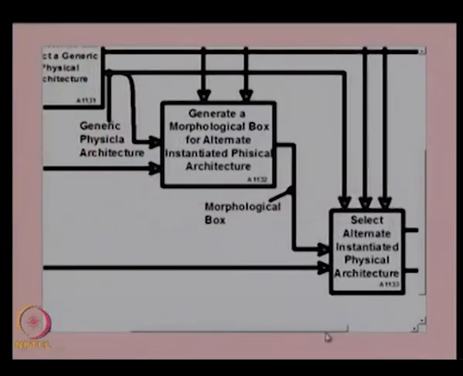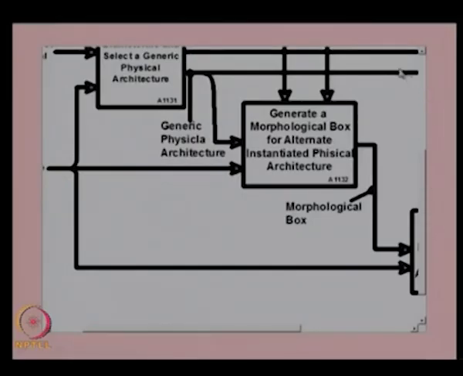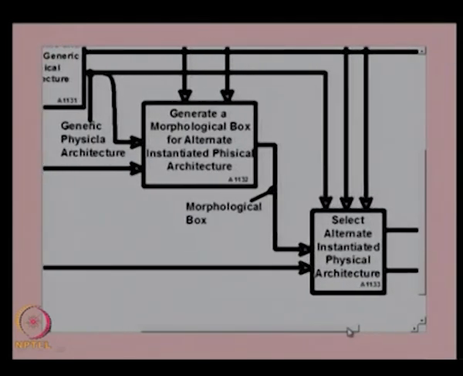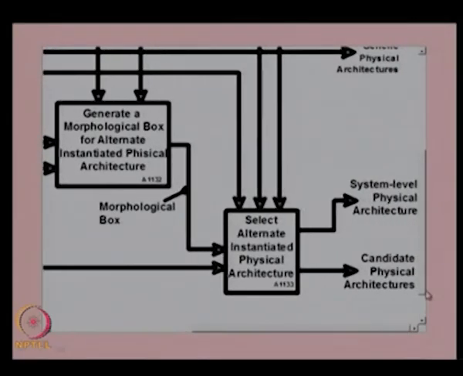As you can see, there will be many interactions and inputs and outputs between these, and whenever there are some changes, it will go back and get changed in the generic physical architecture as well as the instantiated physical architecture. We will go through a few iterations to make sure that we reach a stage where we can choose one architecture for development. So, that is how the physical architecture development happens.